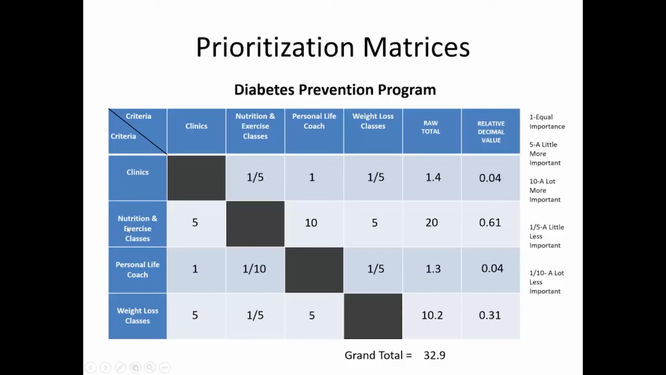And I can rank them now, and over on the left-hand side of the table, we'll list the ranking and say that nutrition and exercise classes, by far, is the top-ranked intervention program. A close second would be weight loss classes, and then offering clinics or a personal life coach rank fourth, or a tie for fourth, in this example. Prioritization matrices are a great tool for small groups in an organization to rank possible outcomes when dealing with issues like the one shown here.